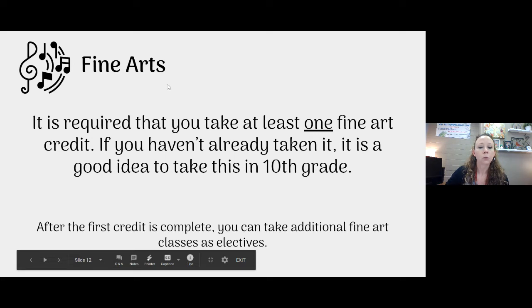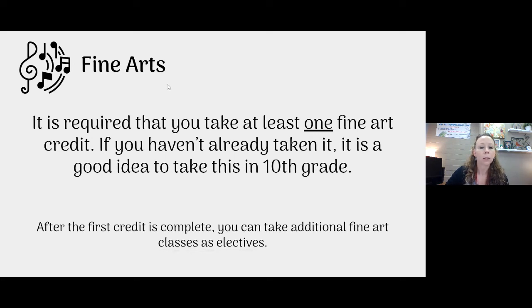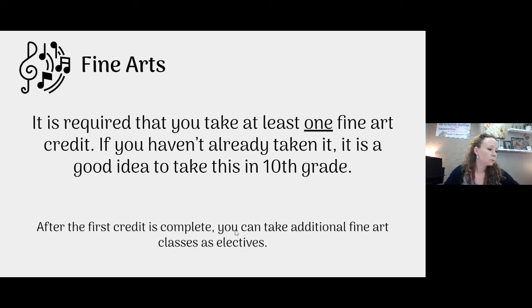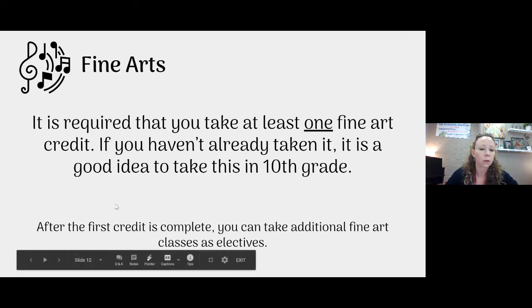And fine arts, it's required to take at least 1 fine art credit. If you haven't already taken it, it's a good idea to go ahead and take this in 10th grade and get it done. After that first one is taken, you take additional classes as electives. We have several fine art classes on our campus. On the course selection sheet, which you can download and which is listed on our website, we have them all listed. We have lots of choices for fine art. Same thing for foreign language, lots of choices there.